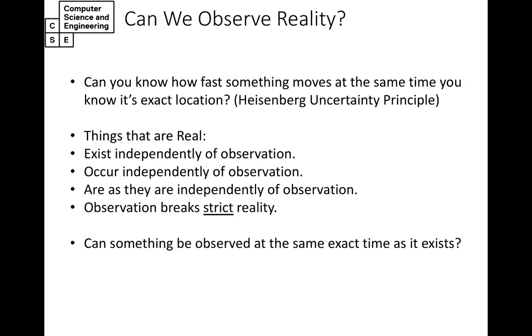So if we go back to that definition, it said things that are real exist independently of observation, occur independently of observation, and are as they are independently of observation. So observation breaks strict reality because you're converting whatever is happening into something else. That's basically the idea. So at the top I put here, can you know how fast something moves at the same time you know exactly where it is? I see you shaking your head. If you believe you cannot, can someone explain please why?